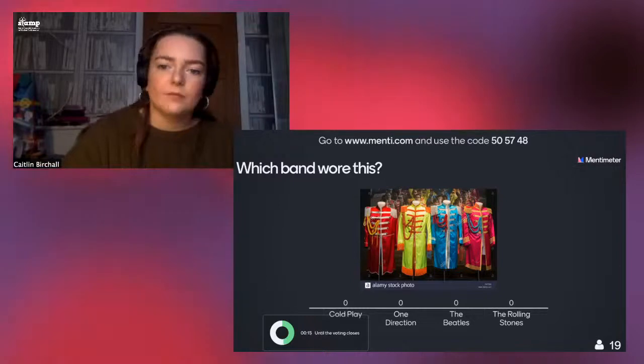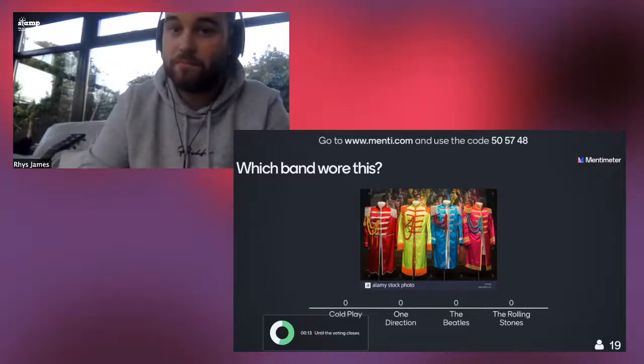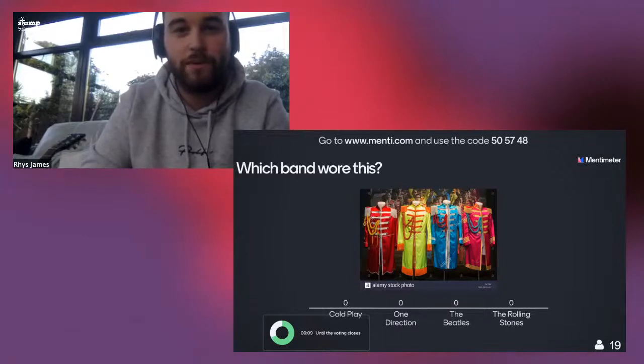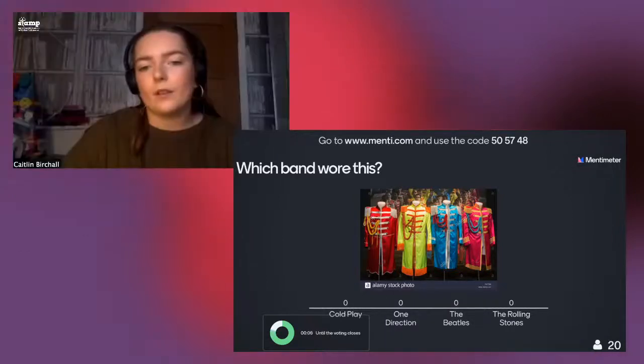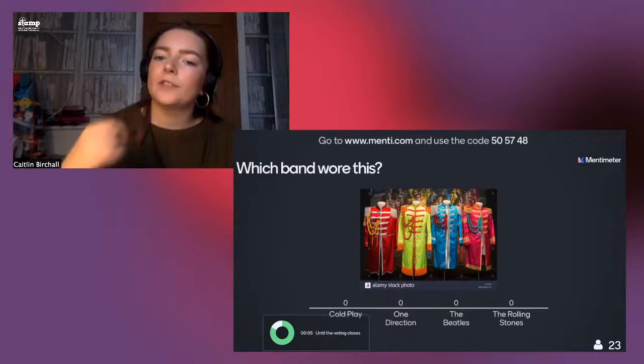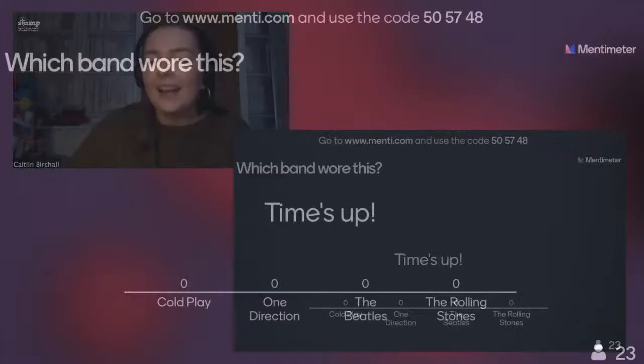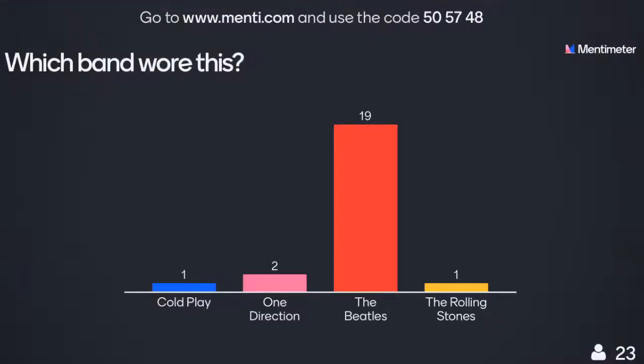This is from a very famous album by this band where they feature on the front wearing these costumes. I don't want to give too much away. This is one of the ones where I feel like I probably should know it. I just don't. So I'm going to find out the answer right now, though. Look at that. The Beatles. I did think it was going to be the Beatles.